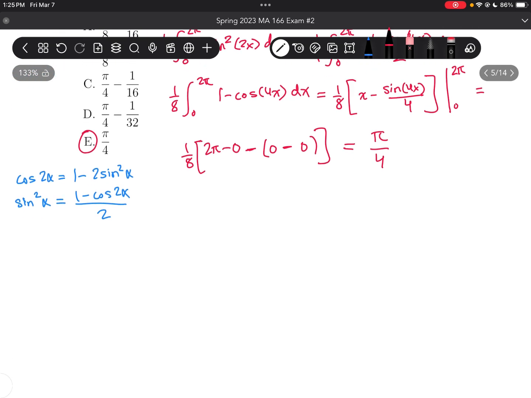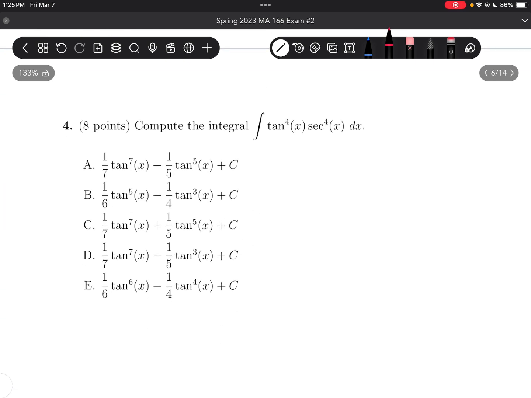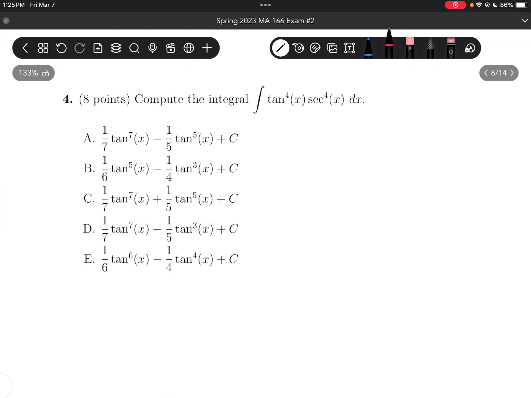Okay, moving on to problem 4. Problem 4 asks, compute the integral of tangent x to the power of 4 times secant x to the power of 4.